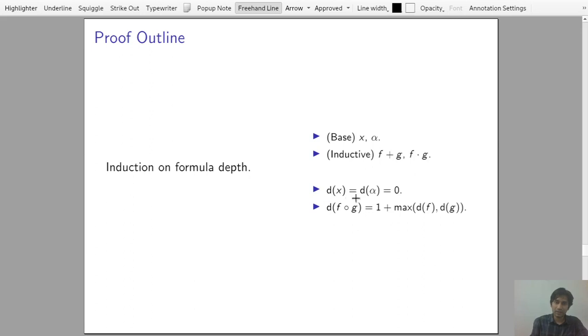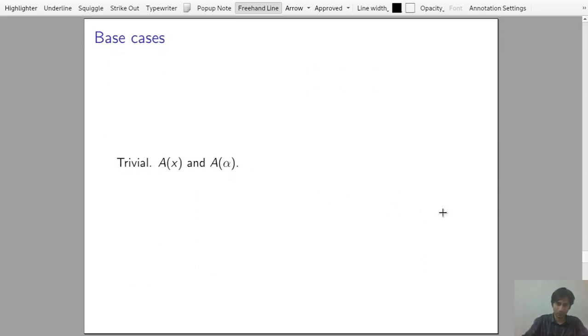The depth is defined inductively. The depth of a variable or a constant formula is 0, and the depth of the formula f ∘ g is 1 plus max of depth of f, depth of g. So in the base case, the formula is a variable or a constant, and we can compute it using a sequence of A matrices of length exactly 1. So if it's a variable, you take A of x, and if it's a constant you take A of alpha, where x and alpha are the required variable and the constant.